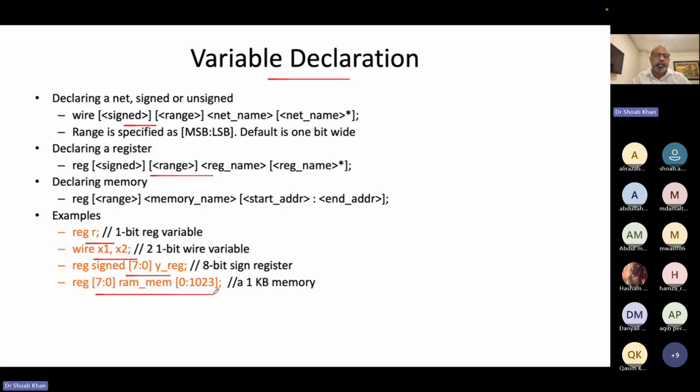If it is a memory, then you say 7 down to 0, which means 8-bit memory. But as far as its depth is concerned, you go from 0 to 1024, so it's 1 kilobyte of memory. So it is 0 up to 1023 for the depth. That is how you define a memory. And the width of the memory is because it's a byte, so you go from 7 down to 0.